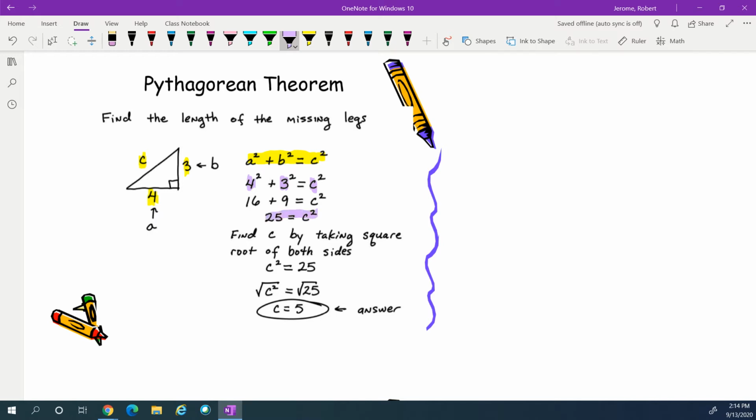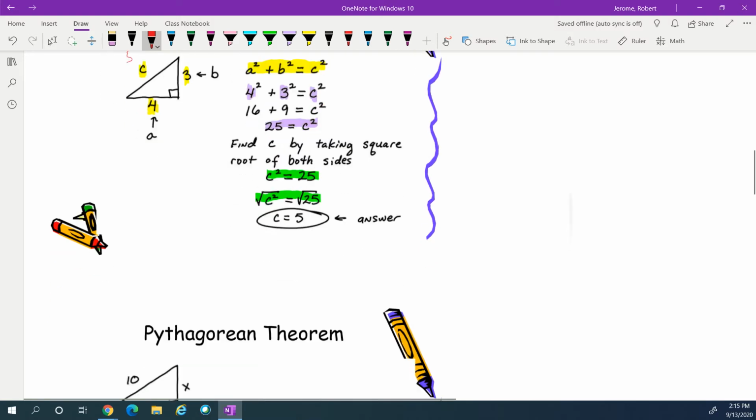So c squared equals 25. But we want c. So remember, the opposite of squaring is to square root. We can see that right here. We're going to take our c squared as 25, and take the square root of both sides. And we're going to find out the value of c, in this case, is 5. So this is a 3, 4, 5 triangle. And that's going to come in really handy, 3, 4, 5.